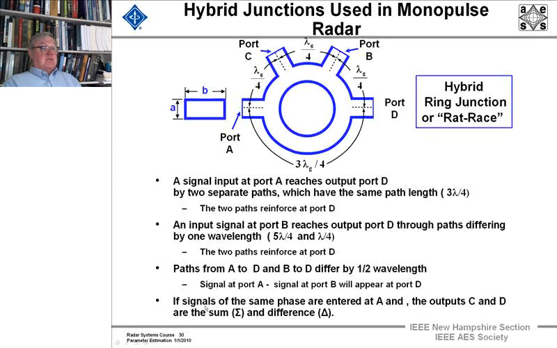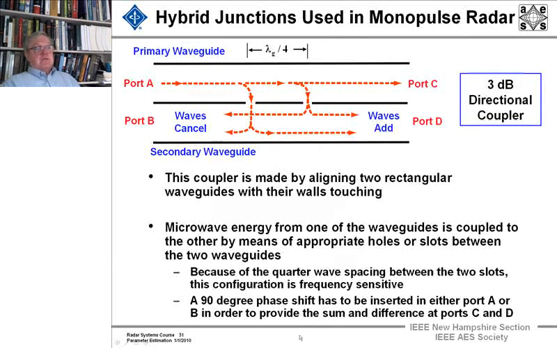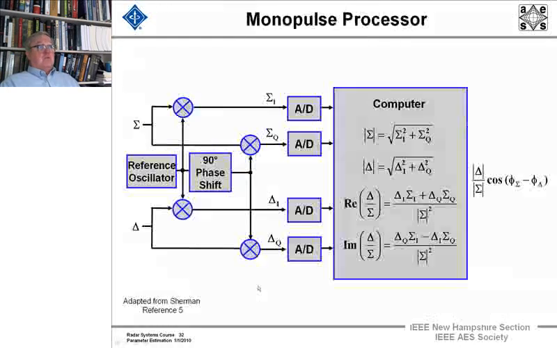And if the signals of the same phase are entered in A, the outputs at C and D are the sum in different channels. Neat. And lastly, a similar thing happens with a 3 dB directional coupler, which I'll just leave to you to look at, or you can read it in more detail in Skolnick. But those are the 3 main methods we use for hybrid junctions.